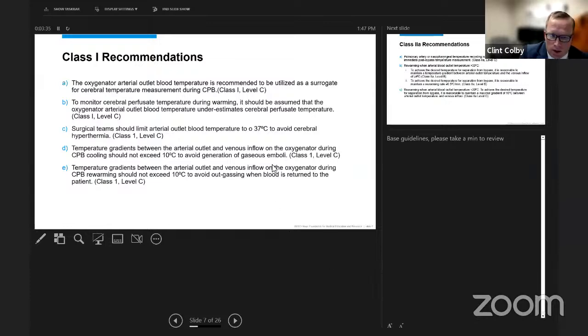I have an article that will talk about this that has recently come out that somewhat challenges this point here. Temperature gradients between the arterial outlet and venous inflow on the oxygenator during CPB rewarming should not exceed 10 C to avoid outgassing when blood is returned to the patient.